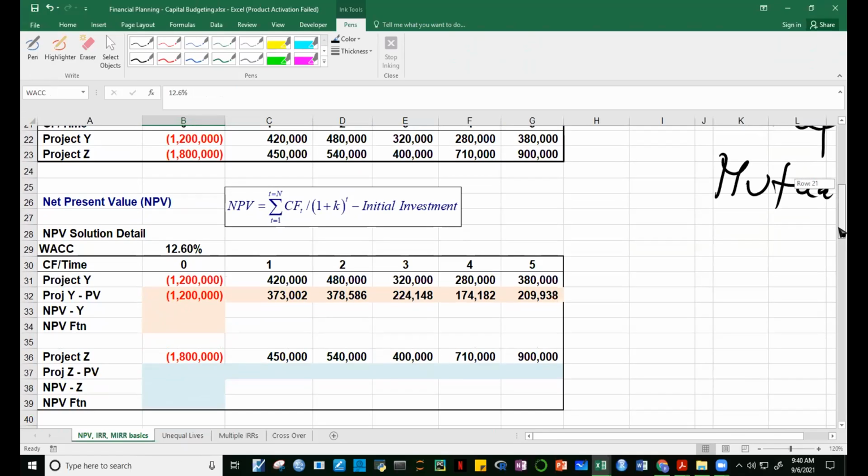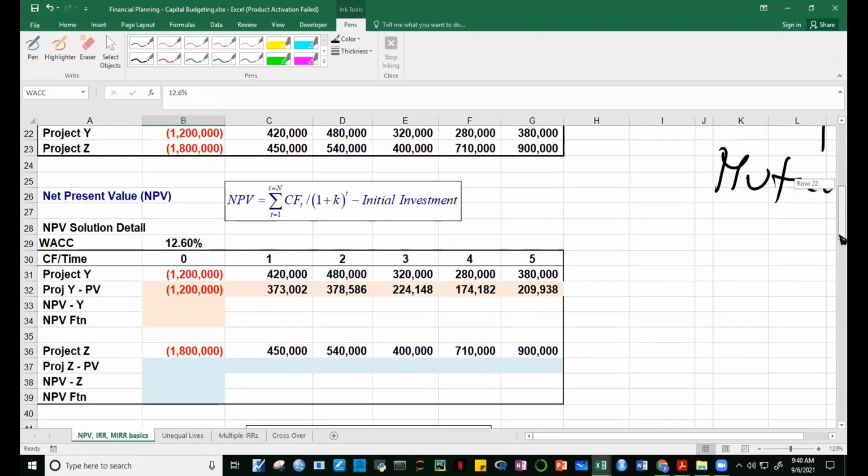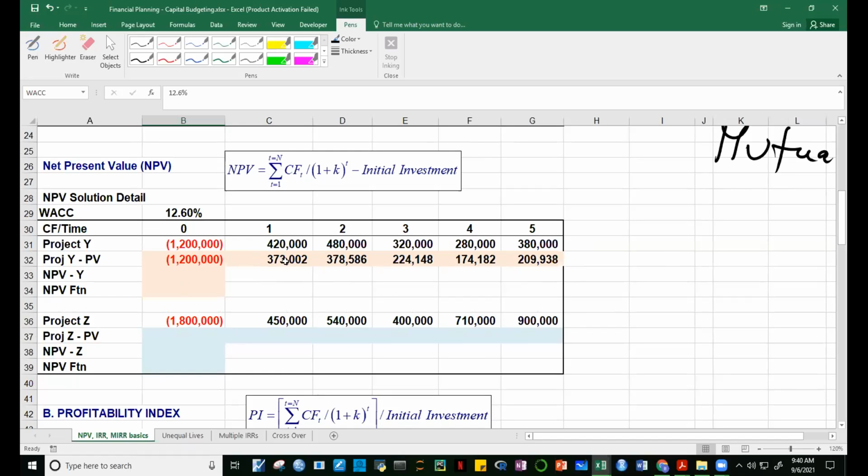Okay, any other questions, guys? No questions? Okay. So you notice, guys, quick check lang, pag nag-present value tayo, dapat yung mga present values natin mas maliit kaysa yung mga future values niya. They should be lower.